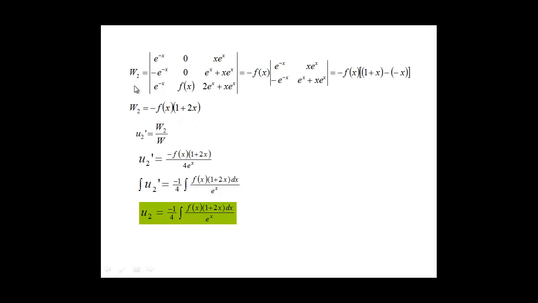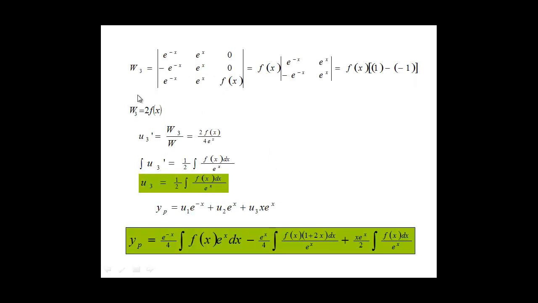And now we find w sub 2. We change the values of y sub 2 to 0, 0, and f of x. And then simplifying this one, we'll get w sub 2 which is equal to negative f of x times 1 plus 2x. Substituting the values of w sub 2 and w, we get u sub 2 prime equal to negative f of x times 1 plus 2x over 4e to x. Integrating both sides, we obtain u sub 2, which is equal to negative 1 over 4 times the integral of f of x times 1 plus 2x over e to x dx.